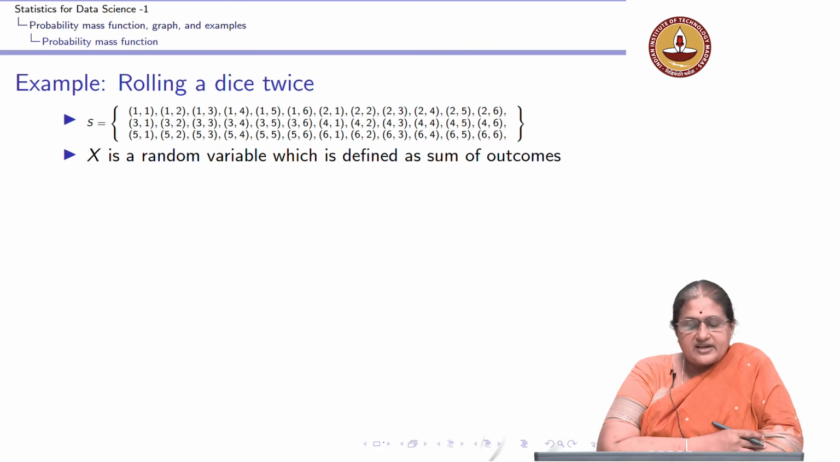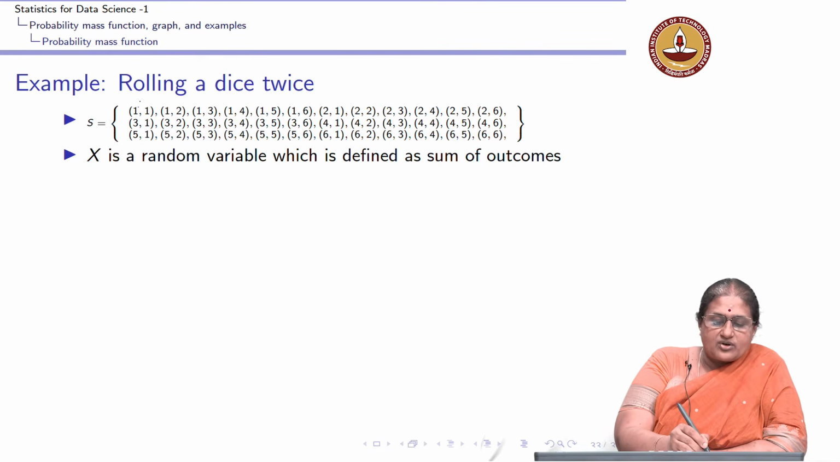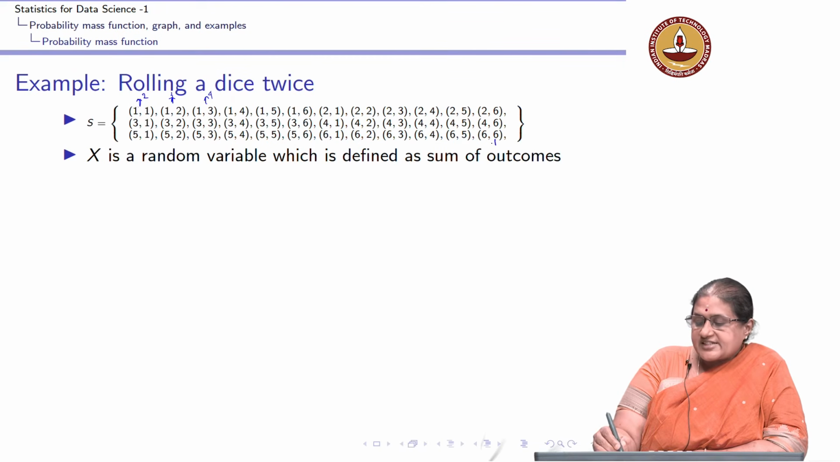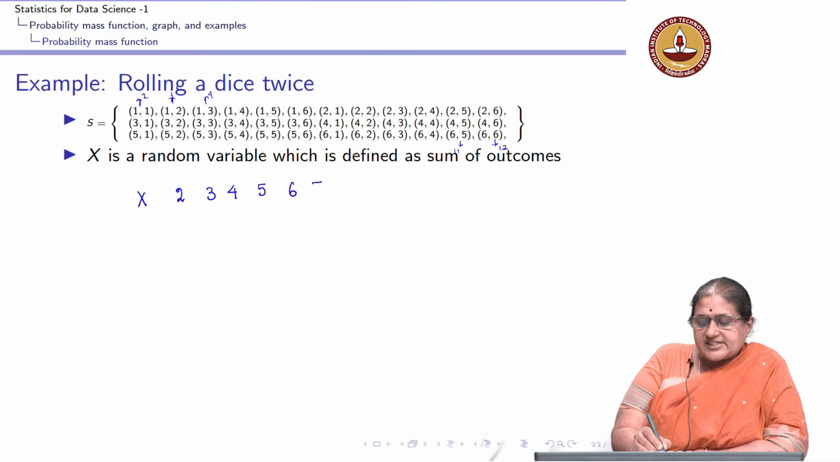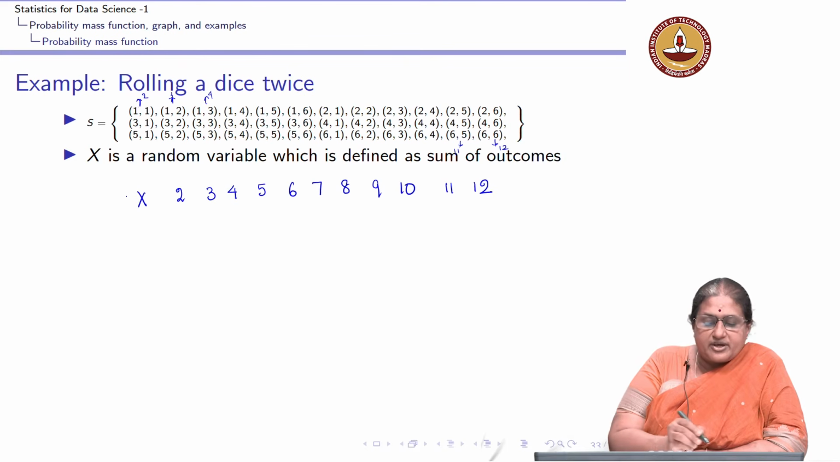Again, we have seen this in the earlier lecture, that every outcome is mapped to a particular value. So you can see that 1, 1 is mapped to 2, 1, 2 is mapped to 3, 1, 3 is mapped to 4, 6, 6 is mapped to 12, 6, 5 is mapped to 11, the sum of outcomes. So I can see that this random variable x takes the values 2, 3, 4, 5, 6, 7, 8, 9, 10, 11 and 12.